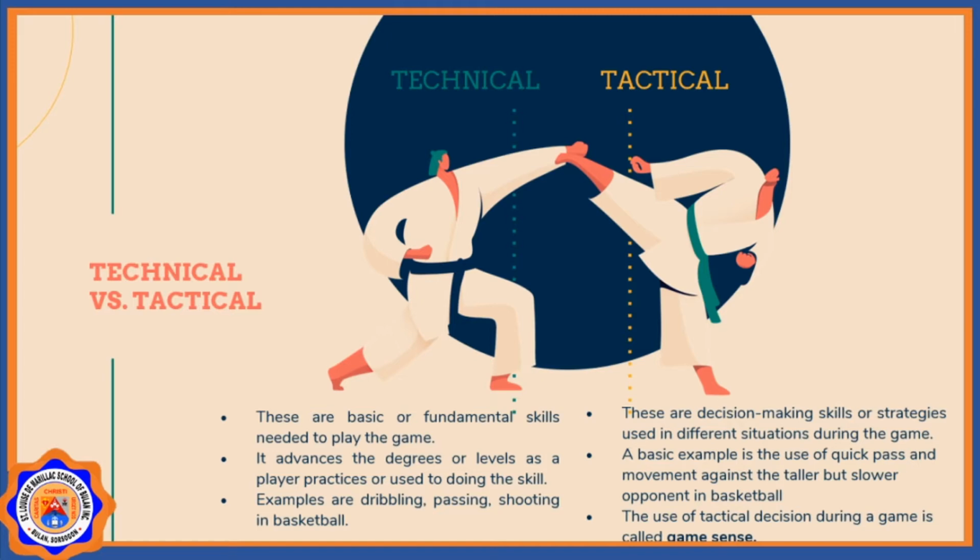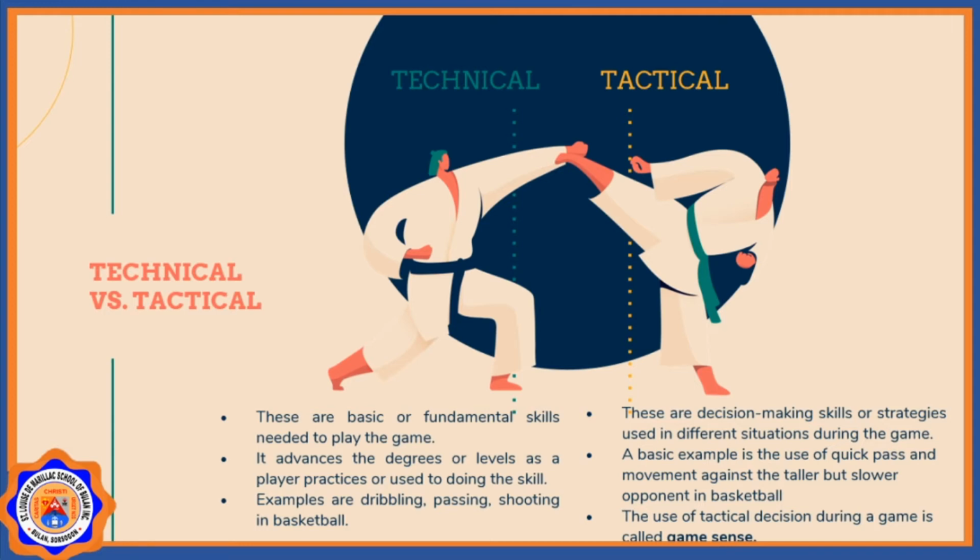The basic skills in sport pertain to technical skills. That's clear, okay? Examples of these are dribbling, passing, and shooting in basketball, and ball reception, attacking, spiking, setting, in volleyball, okay? So, those are technical skills. Versus the one on the right side of the screen is the tactical skill. These are the decision-making skills or strategies used in different situations during the game.